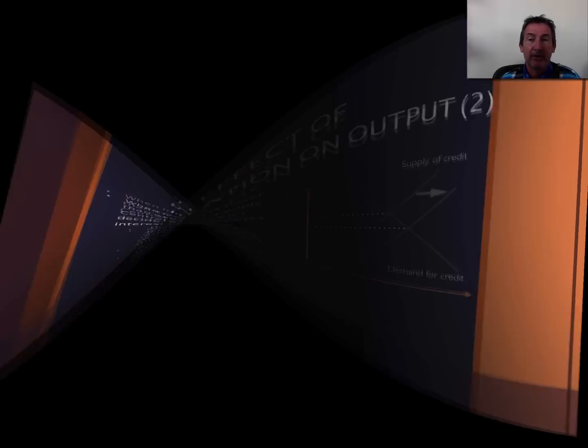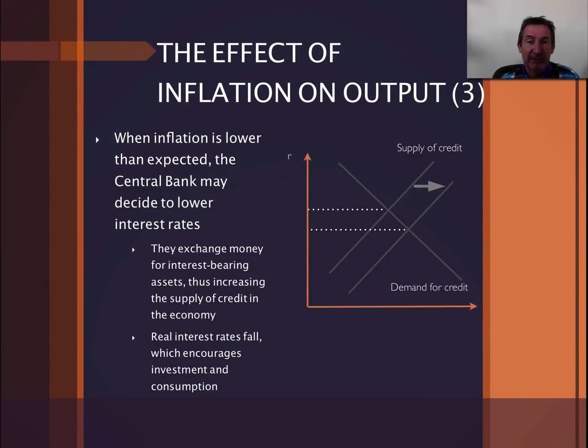The third mechanism also works through interest rates in the credit market, but it's slightly different. It works through the behavior of the central bank. When inflation is lower than expected, then the central bank may decide to lower interest rates. Very often central banks follow rules whereby the interest rates that they set are linked to the inflation rate in the economy. So in this case, the central bank will exchange money for interest-bearing assets and increase the supply of credit in the economy. Again, that will push down real interest rates, encourage investment, and encourage consumption.